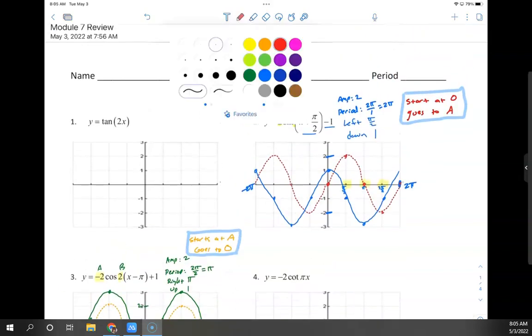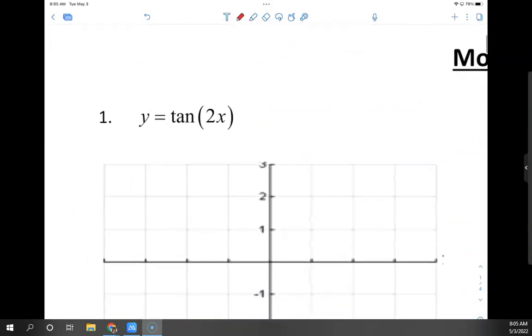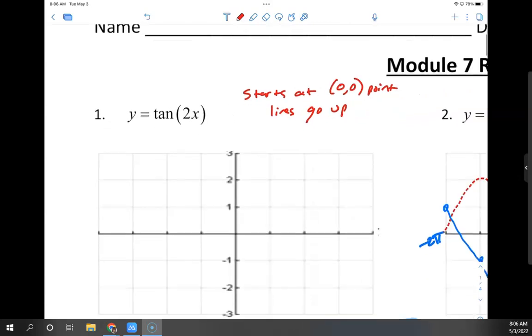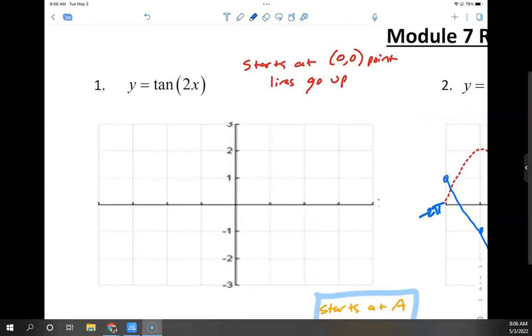Okay. For tangent, what we're going to remember is it starts at a point. It starts at 0, 0, at the point 0, 0. And the little liney things go up. They're not lines, they're curves, but you guys know what I'm saying, right? So that's all you got to remember: point 0, 0, and then they go up, unless we make it negative, right? Okay, so that's what we memorize for tangent.